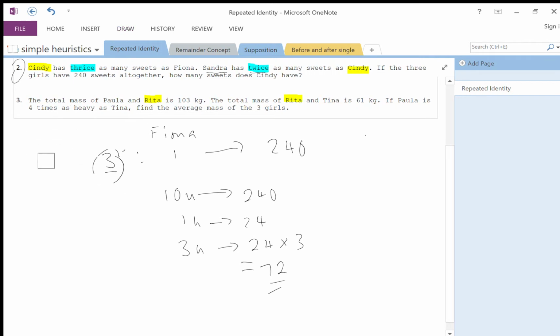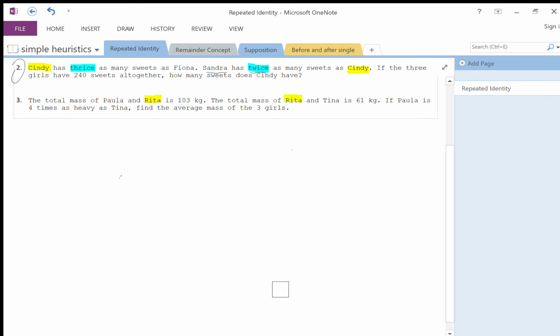Okay, question number 3. So the total mass of Paula and Rita is 103, and the total mass of Rita and Tina. Okay, so we have Paula, Rita, and Tina. Now, the key thing is here. Wait, so we have another person, Tina. So the key thing is here, if Paula is 4 times as heavy as Tina, that means if Paula is 4 units, Tina will be 1 unit, right?